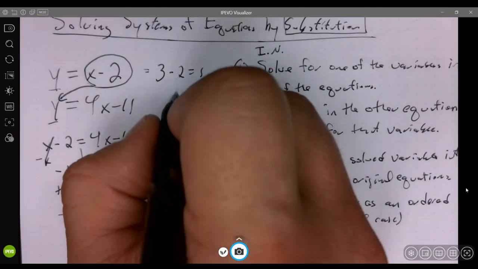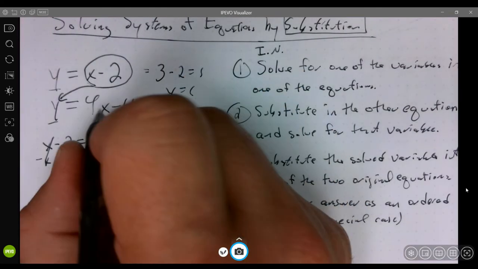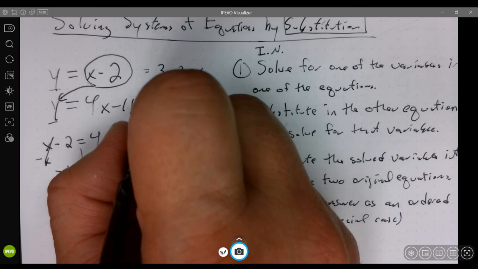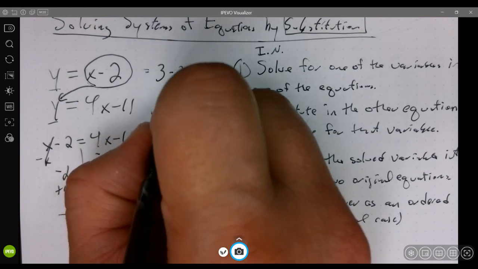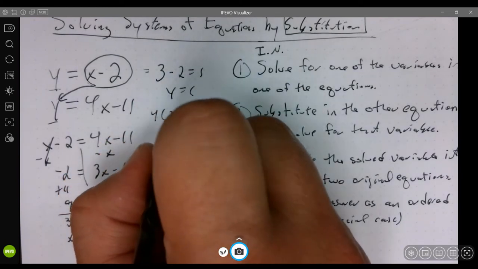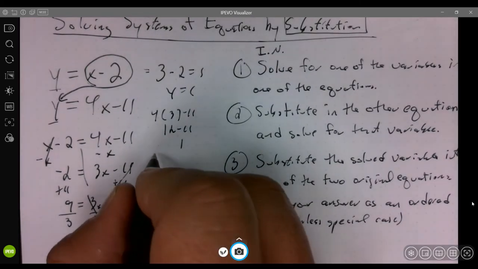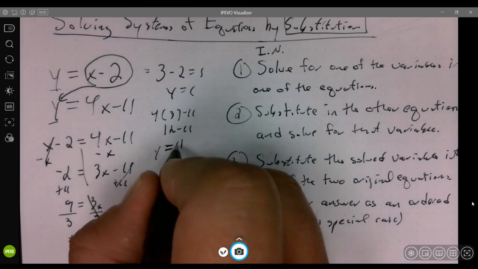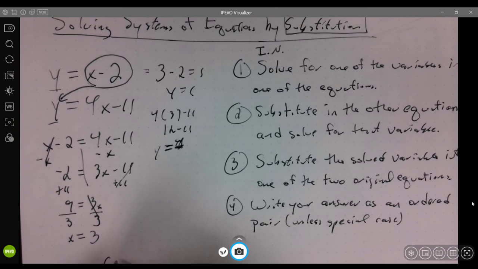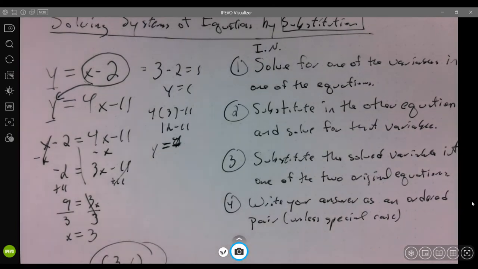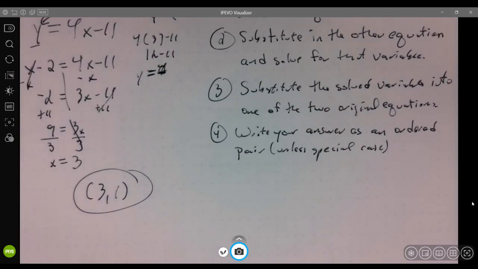So it lets me know y is equal to 1. If I did it here, 4 times 3 minus 11 gives you 12 minus 11, which is also 1. So it doesn't matter which one you choose. Okay? So now I have my two answers, or my two points for the coordinate. I write it as an ordered pair, 3, 1. So that's my final answer.